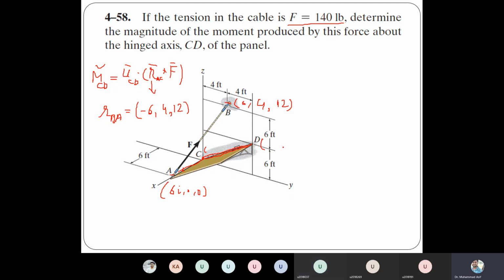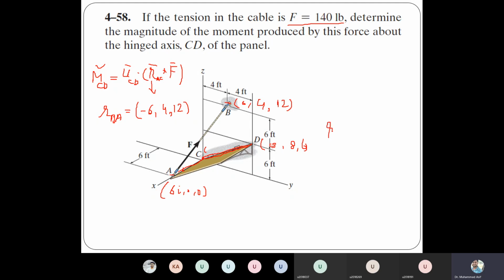What are the coordinates of D? 0, 8, 6. Okay, y-axis first. Yeah, 0, 8, 6. Right. So these are the coordinates. So what remains is to calculate the unit vector UCD.